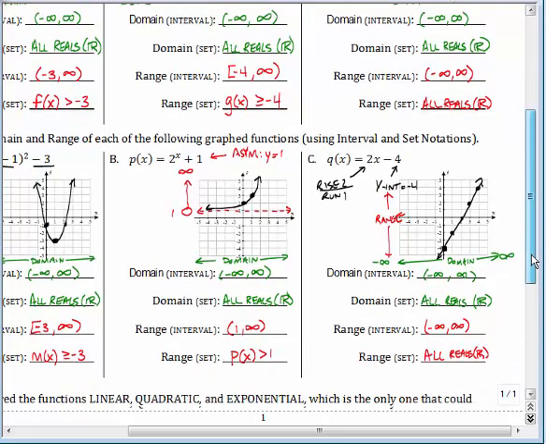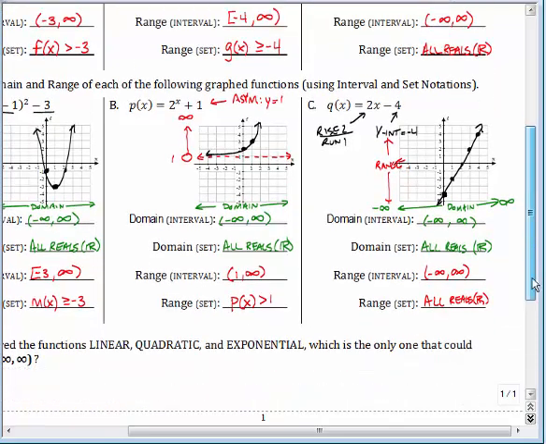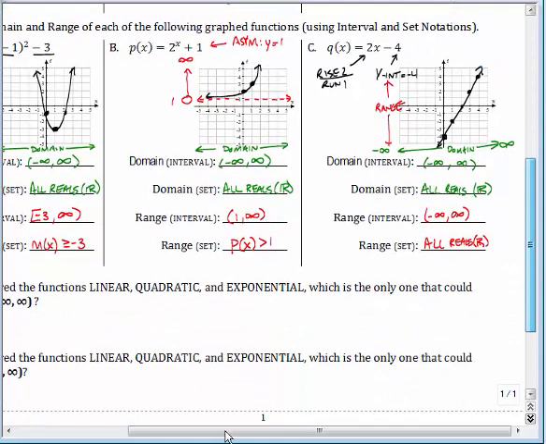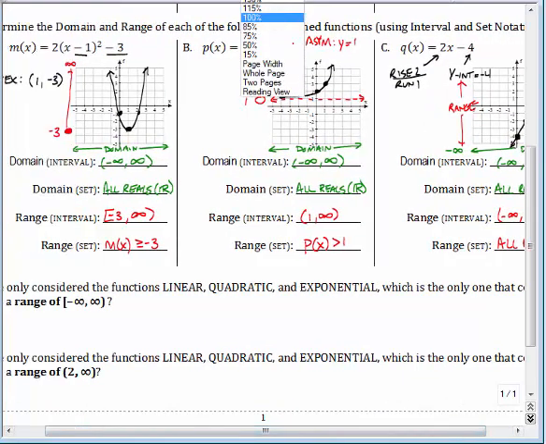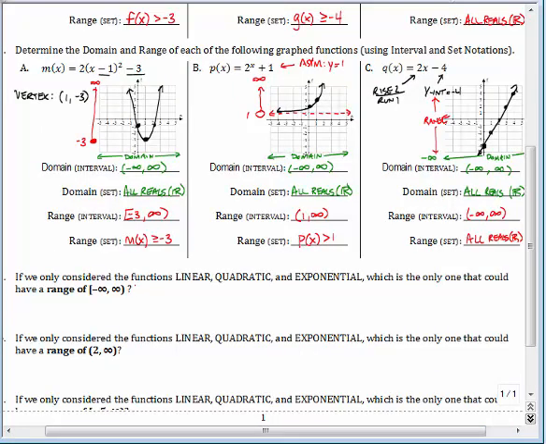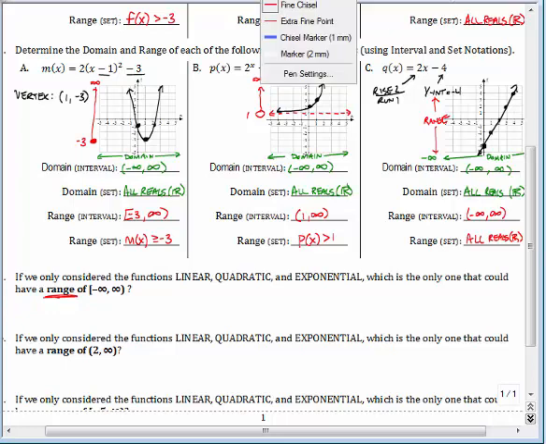Alright, so hopefully you're getting the hang of this. Let's look at a couple more now that we have this idea of what's true about these types of functions for the most part. It says, if we only consider the functions linear, quadratic, and exponential, which is the only function that could have a range of negative infinity to infinity. So that means it's going up forever and down forever, specifically asking us to look at just the range. If I look carefully up here, the only range that goes up and down between those three is linear.